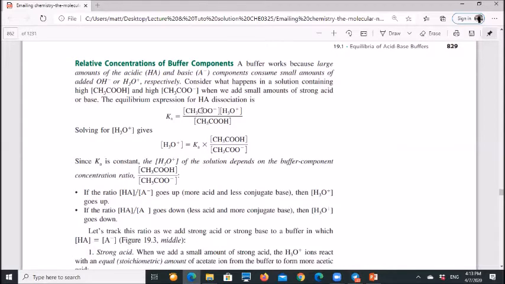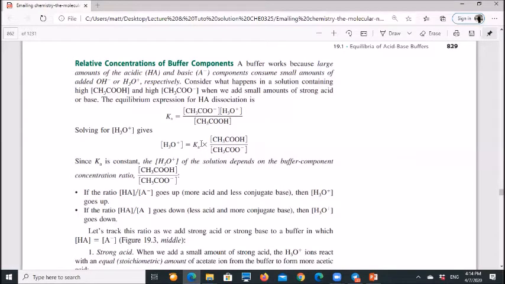We rearrange this: the hydronium ion concentration equals Ka times the concentration of the acid divided by the concentration of the conjugate base, the acetate ion. Since Ka is constant as long as the temperature does not change, the hydronium ion concentration of the solution depends on the buffer component concentration ratio. Changing the ratio of the components makes the hydronium ion change, while Ka is not changed.